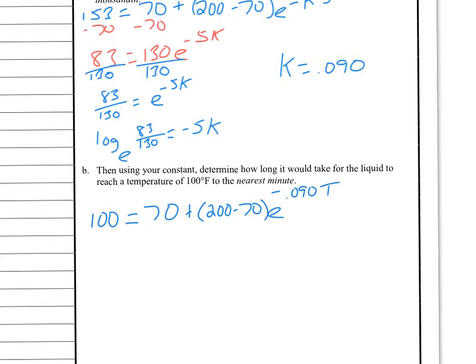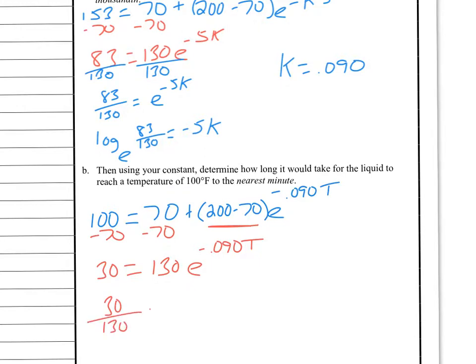And again, this is a problem that we just solved before, part A. So we're going to subtract 70. We're going to subtract 200 minus the 70 to get the 130, and keep going. So subtract 70 to come up with 30. The 200 minus 70 here is 130. e to the negative 0.090t. Dividing both sides by 130, we get this.